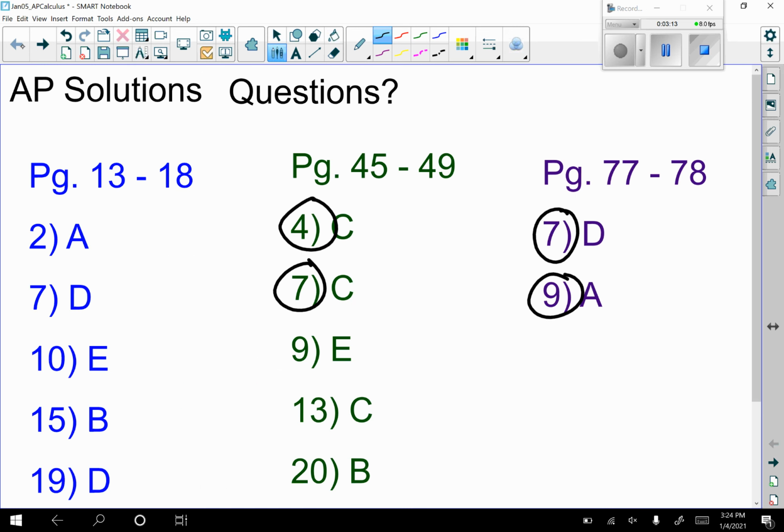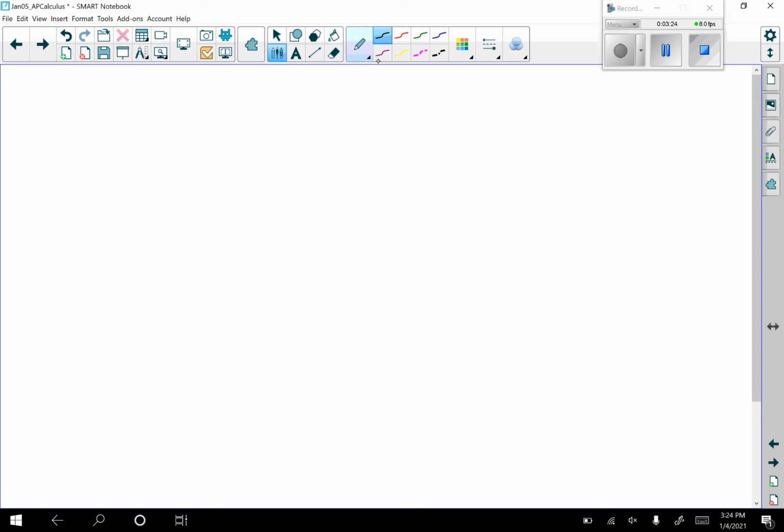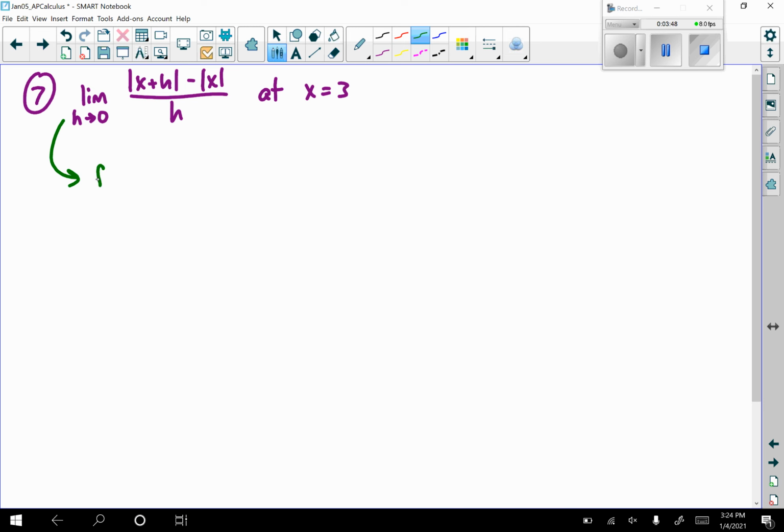All right, let's go ahead and take a look at number 7 off of the same set of pages. Okay, so number 7, we're given the limit as h approaches 0 of the absolute value of x plus h minus the absolute value of x all over h. We want to determine this at x equals 3. Well, rather than using the limit notation, we know that this whole thing is really equal to f prime of x. But we have to figure out what f of x is.